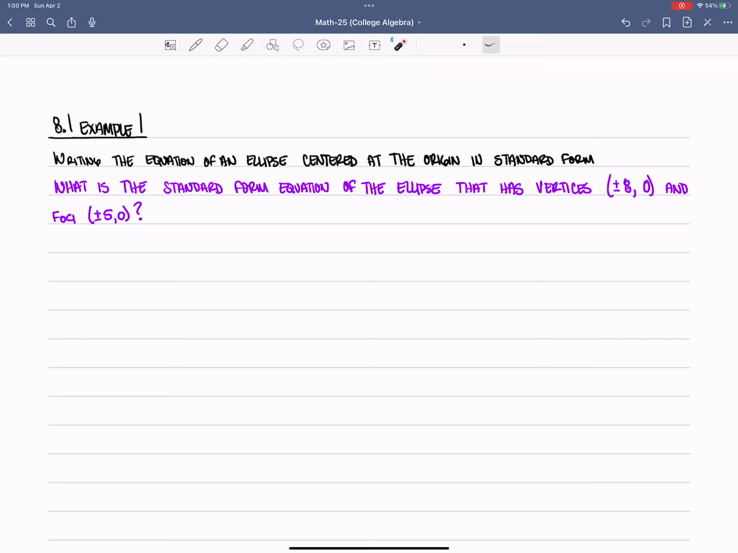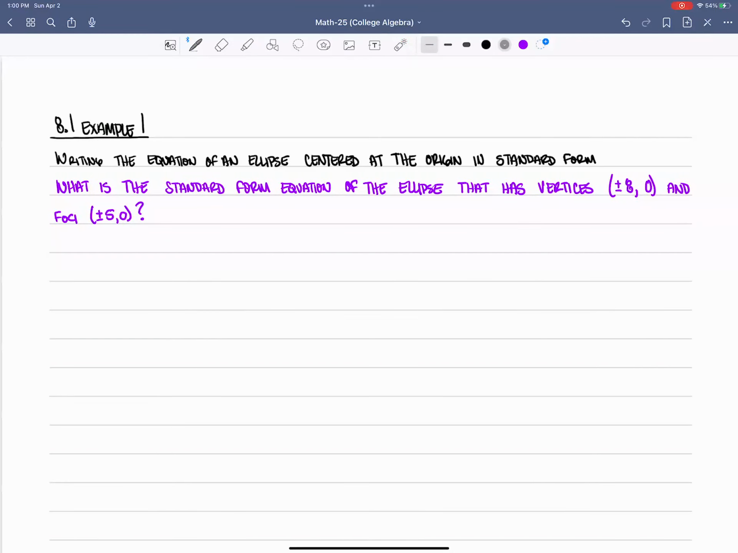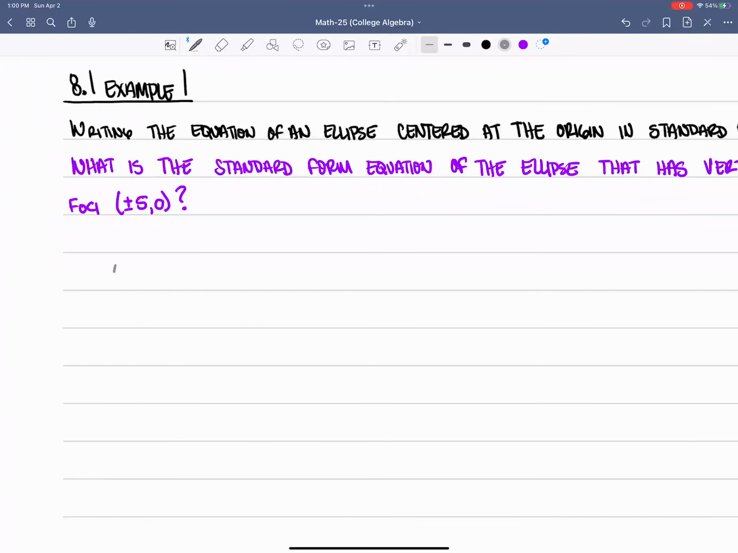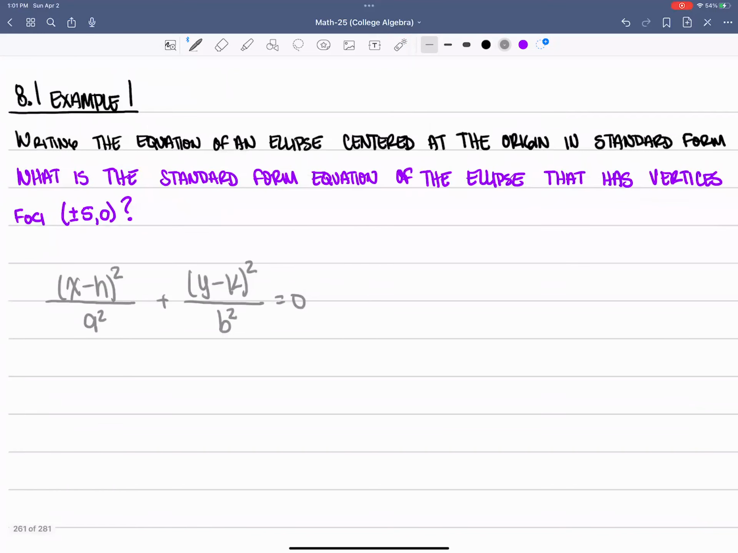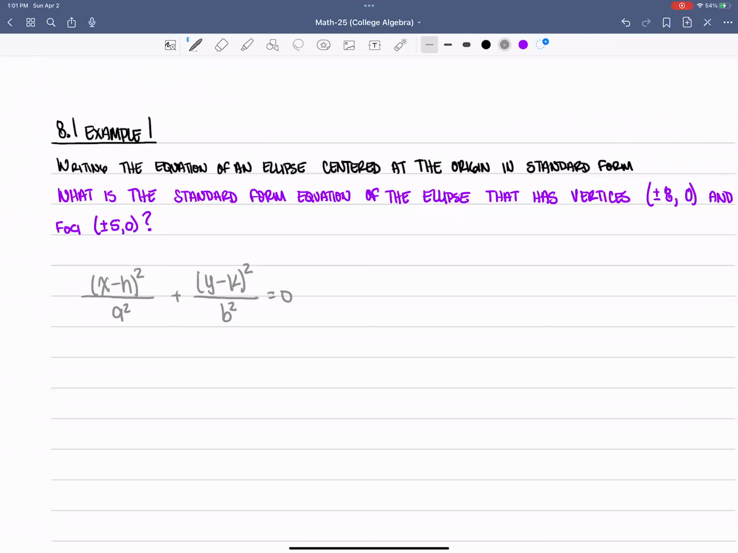All right, so let's start with the equation of an ellipse centered at the origin. Let's just start with an equation of an ellipse in general. So that's going to be our (x minus h) squared over a squared plus (y minus k) squared over b squared equals 0.